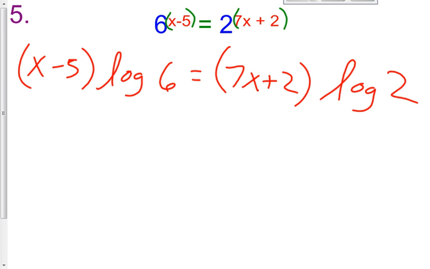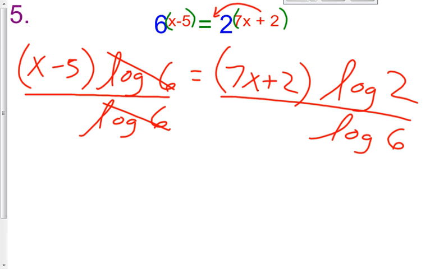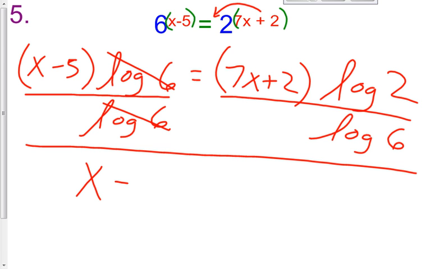What I did here, class, was I took the log of the right side, but then moved this out in front. Okay, so what I'm going to do here is I have a product on the left and a product on the right. So somehow I got to get one of these parentheses all by itself. I'm going to divide both sides by the log of 6, because that would take care of this at least. And now I'm going to divide by the log of 6 over here. So now, good news, I got x minus 5 all by itself on the left.